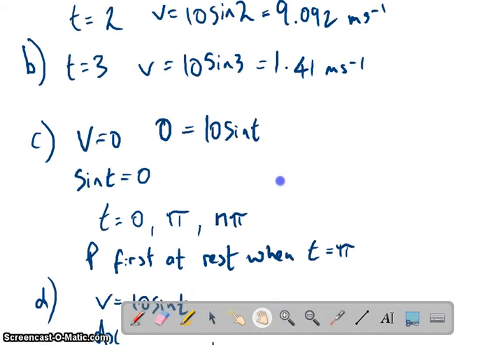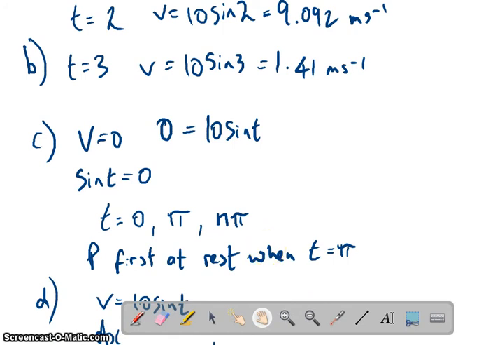Now, the next part of the question says find the time when P first comes to instantaneous rest. So it's at rest when its velocity is equal to 0. So set velocity equal to 0 and then solve for t. So you find sine t is equal to 0. What values will t give us 0? So we've got 0, pi, and any multiple of pi.